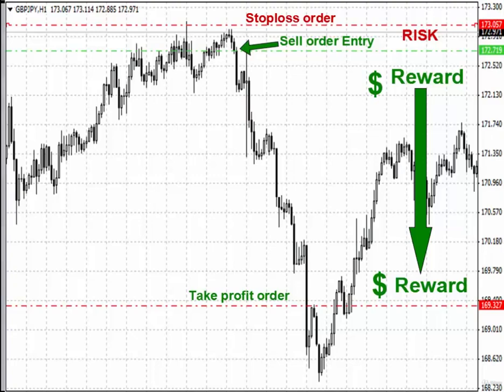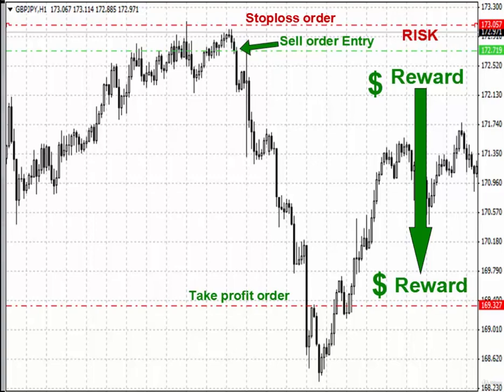Now, this is an example of why it's important to let your profits run. Okay, it's important to keep your risk small and let your profits run. That's how you make huge amounts of money in Forex. You keep your risk small and you let your profits run. Okay, so you set a take profit to take some profit off the table, and then you let the rest of your profits run, because you never know when you're going to get a big winner.